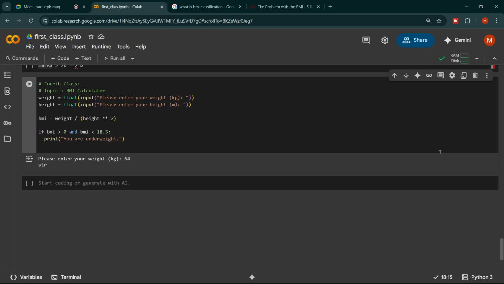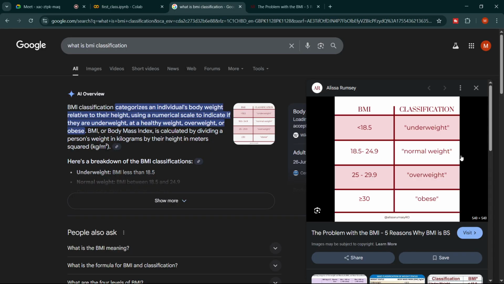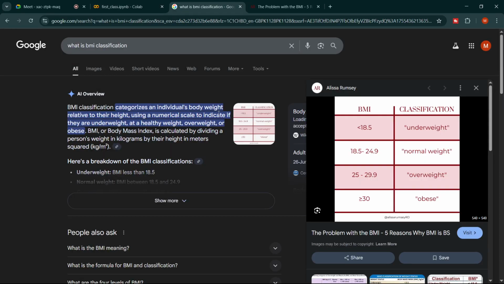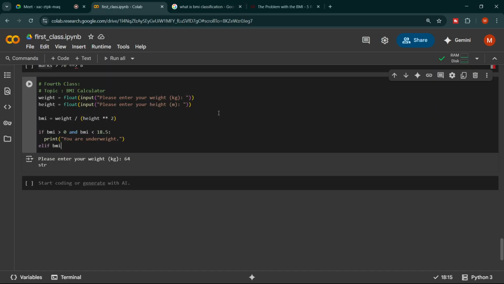So these two conditions will be handled, and the remaining conditions will be written with the help of elif statements. So for the in between conditions, like we have this normal weight and overweight condition, we will use elif statements. So let's write elif now, elif, and I will write again BMI, 18.5 to 24.9. So what I will do, I will write BMI is less than 24.5. So I will put colon.